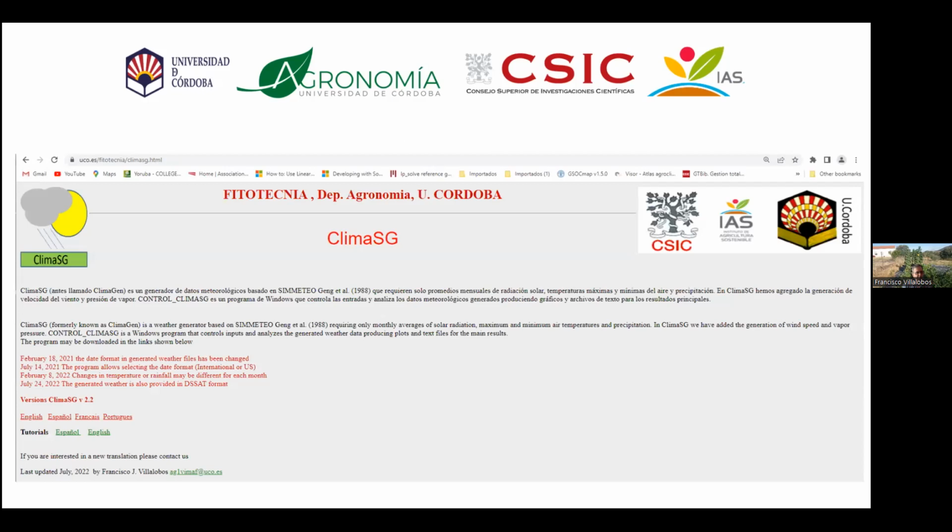The program can be downloaded from the webpage of the University of Córdoba. If you Google ClimaSG, then you can find it easily and it can be downloaded. It's a standalone single program developed with Visual Basic, Visual Studio 2019, I think. And we have versions in English, Spanish, French, and Portuguese, and there are tutorials also available.